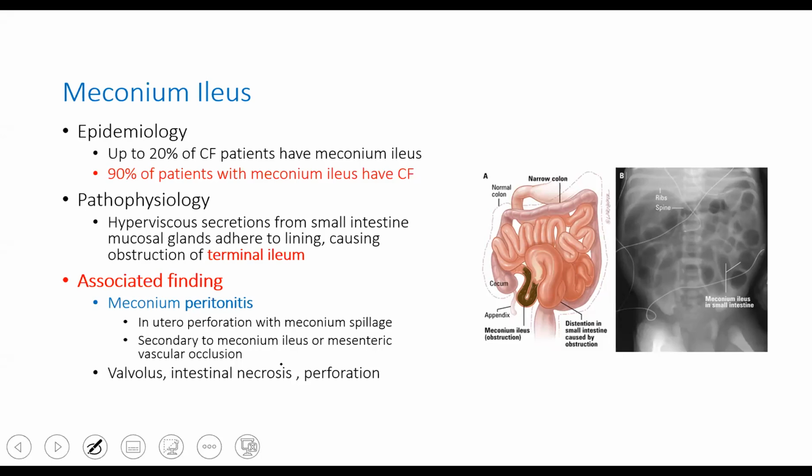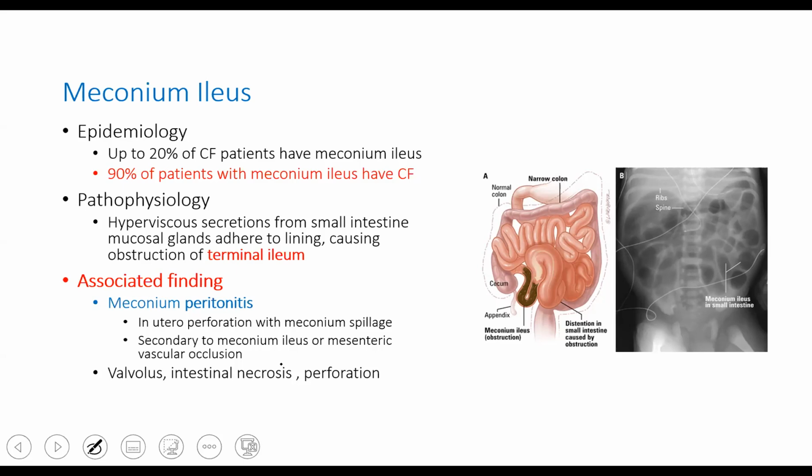If you have a baby with meconium ileus, there's a 90% chance that this baby has cystic fibrosis. Again, if you have a baby with cystic fibrosis, of all the symptoms they can present with, 20% will present with meconium ileus. But once you have meconium ileus, there's a 90% chance this baby will have cystic fibrosis. Hopefully that's clear. What happens with cystic fibrosis?